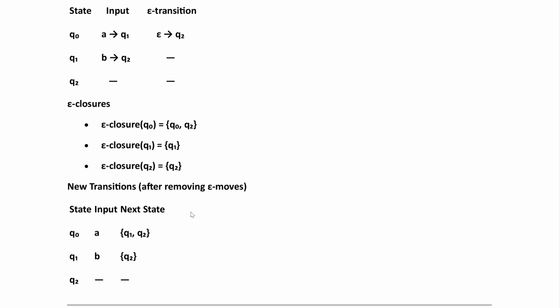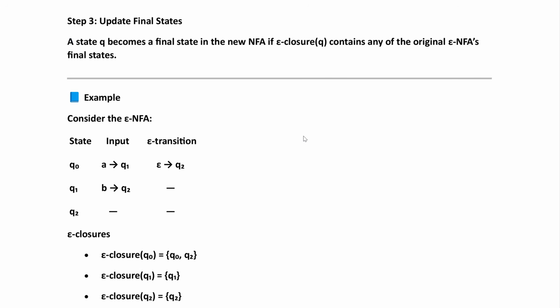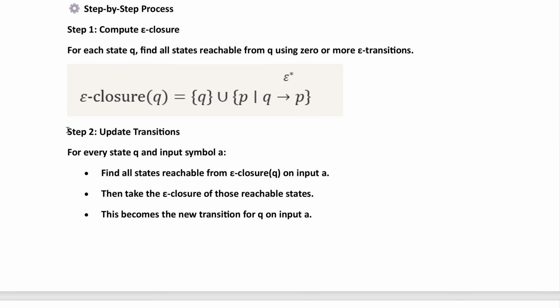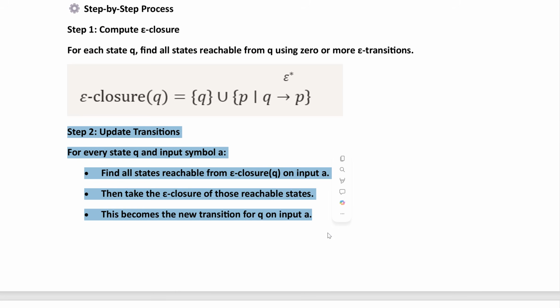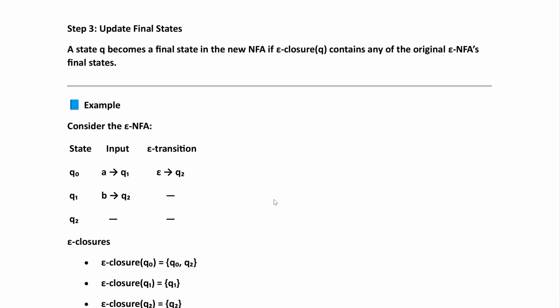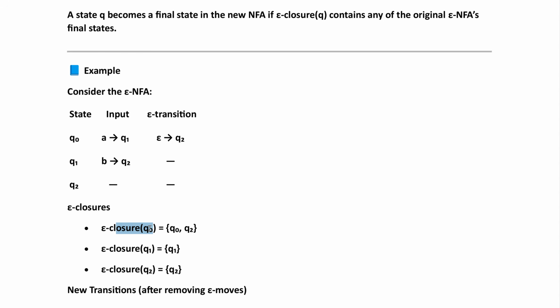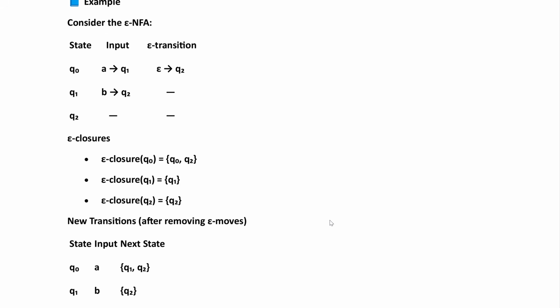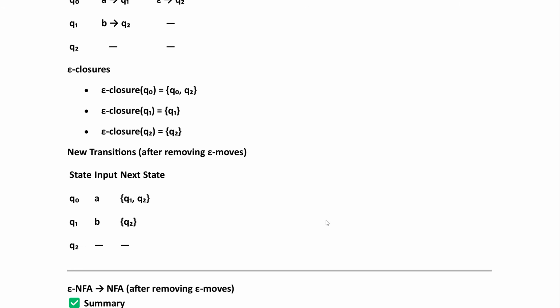So this is how we update the transitions. I hope you have understood this concept. You can read step number 2, how to update the transitions, right? First of all, in step number 1, you have to obtain the epsilon closure. After obtaining the epsilon closure, you have to apply the symbol on all these epsilon closures. First, we apply A on Q0, Q2, then B. Then we apply A and B on Q1. Then we apply A and B on Q2. That is on all the epsilon closures. In this manner, you can remove the epsilon moves from an Epsilon-NFA.